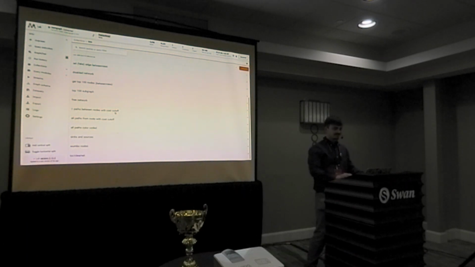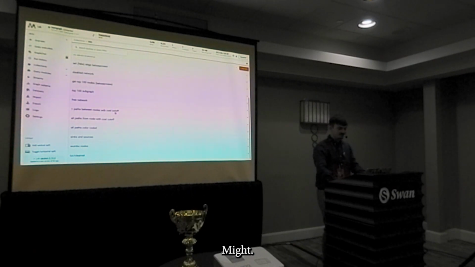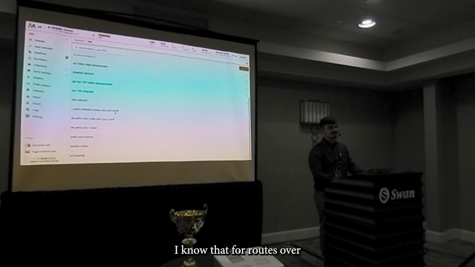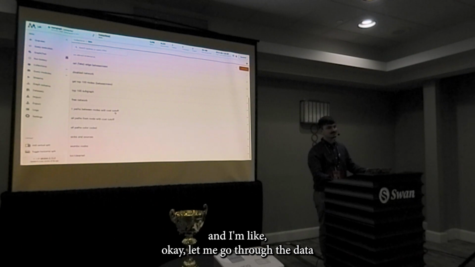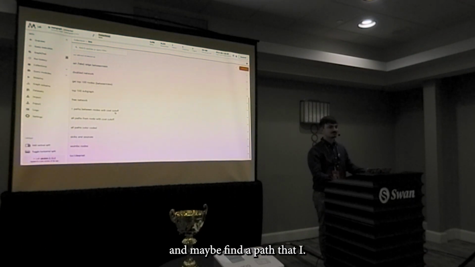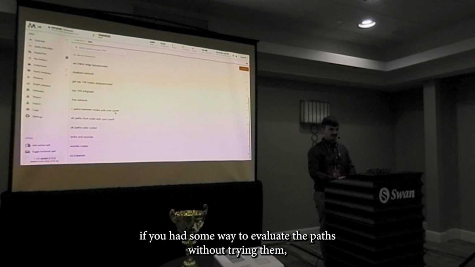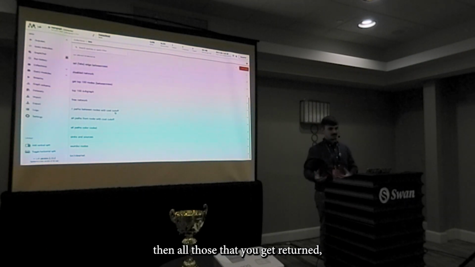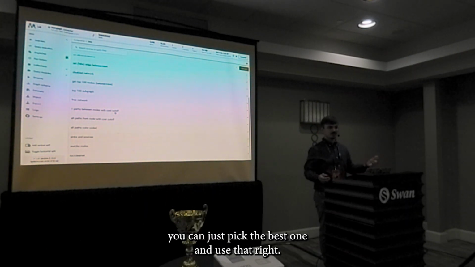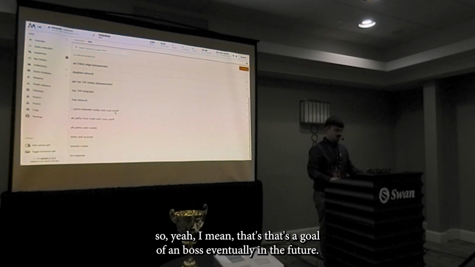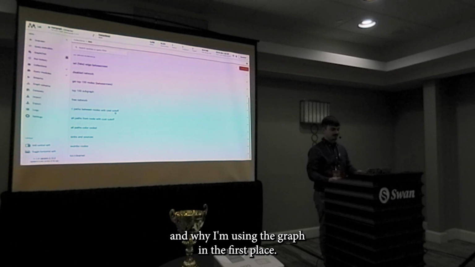Yes. I have a really big one-time Lightning payment on me. I know I'm going to have to route it somewhere, and I'm like, okay, let me go dive into the data and maybe find a path that my LND node wouldn't find. Yeah, so if you had some way to evaluate the paths without trying them, then all those that you get returned, you can just pick the best one and use that, right? That's a goal of Amboss eventually in the future, and why I'm using Memgraph in the first place. Good question.